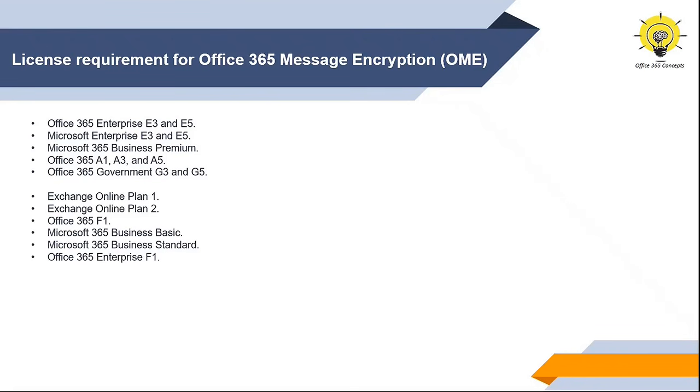This license is supported with Exchange Online Plan 1, Exchange Online Plan 2, Office 365 F1, Microsoft 365 Business Basic, Business Standard, and Office 365 Enterprise F1. Now let's understand what will be the user experience with Office 365 message encryption and how users can send encrypted emails and how recipients will open the encrypted emails. I will show you this practically as well and things will be more clear.